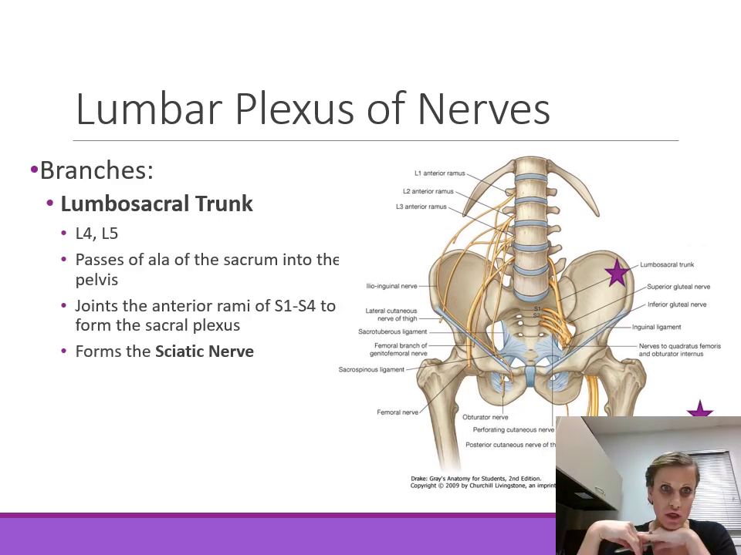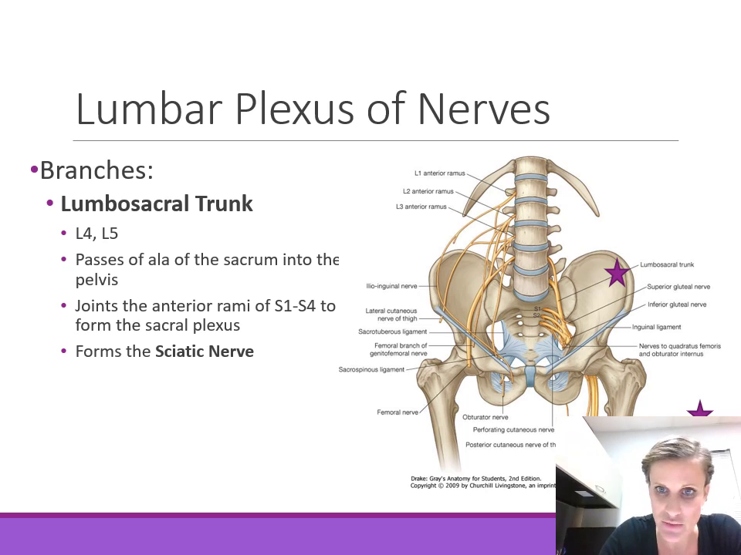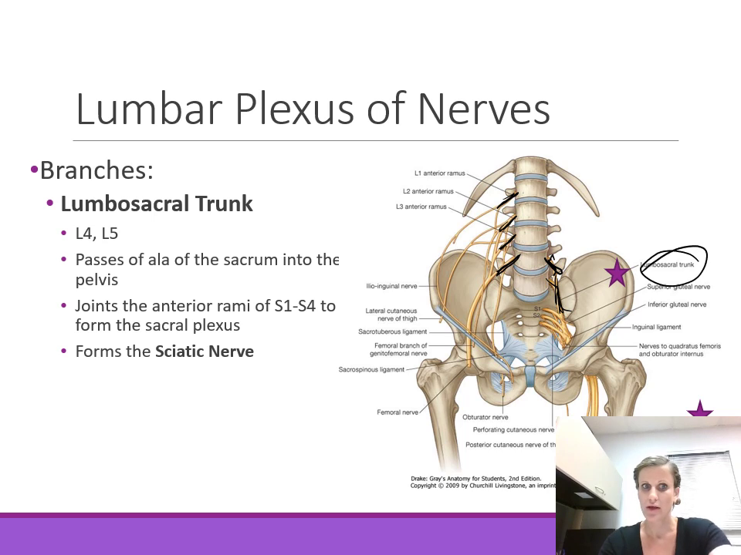The lumbosacral trunk is the last of the really large nerves that we'll talk about. The lumbosacral trunk is formed from the L4 and L5 spinal nerves. Just looking here again, remember we have the L1, L2, L3, L4, which L4 is also shown over here, and then L5. So L4 and L5 come together, and that gives us the lumbosacral trunk. It's called the lumbosacral trunk because it connects the lumbar spinal nerves to the sacral spinal nerves, or the lumbar plexus to the sacral plexus.